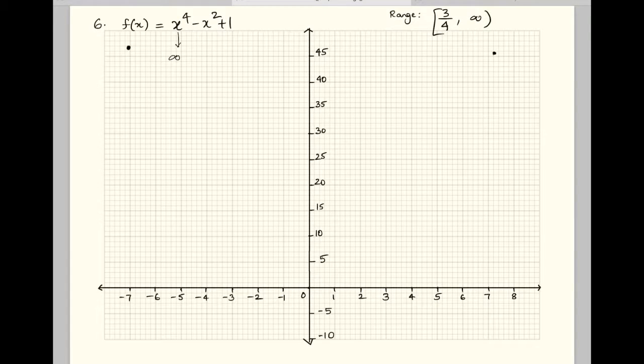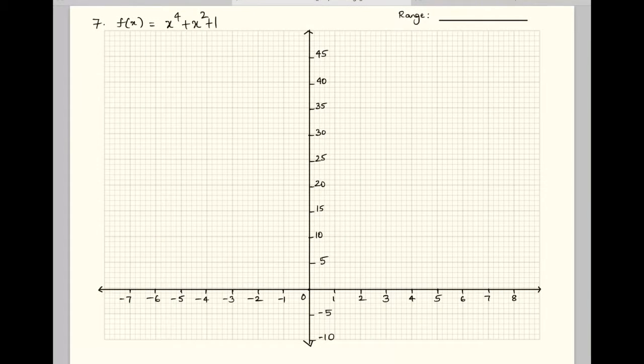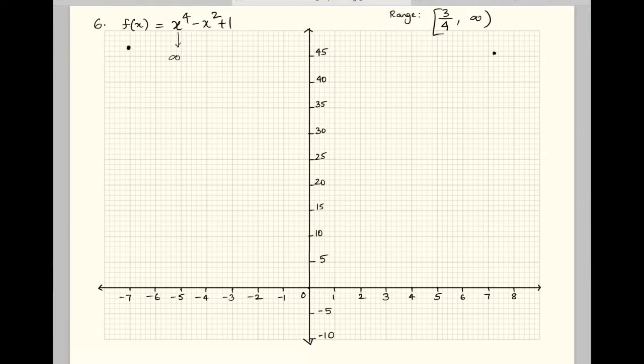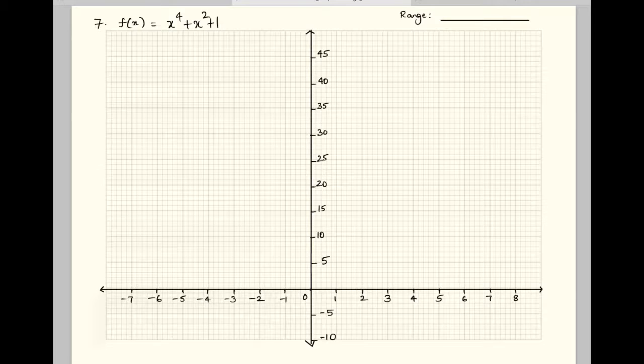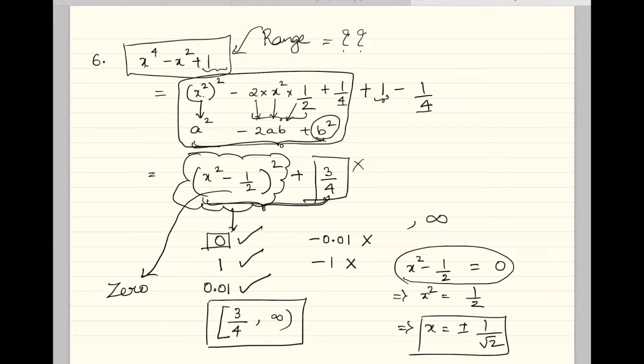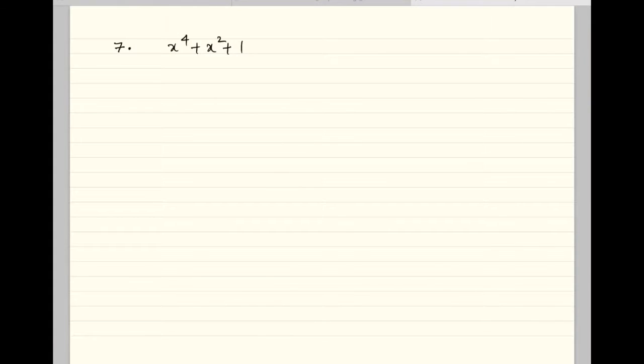Okay, now let's take another function. It looks like the previous question, but there is a change here. Previously it is minus x square, here it is plus x square. So what is the method? Same thing, you have to convert it into a perfect square form. Previously it is minus, you got x square minus 1 by 2 whole square. Here it is plus, so you will get x square plus 1 by 2 whole square plus 3 by 4.